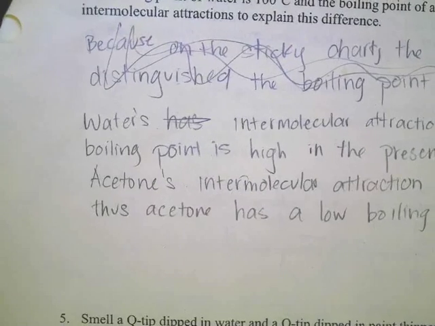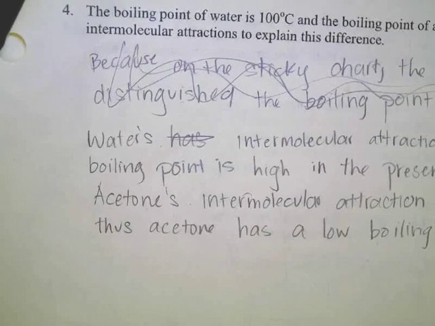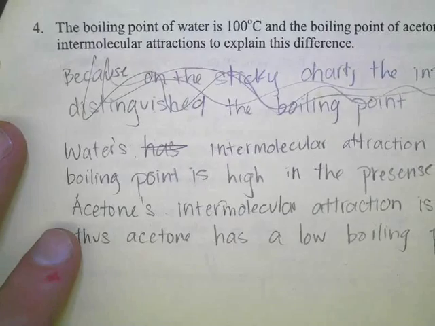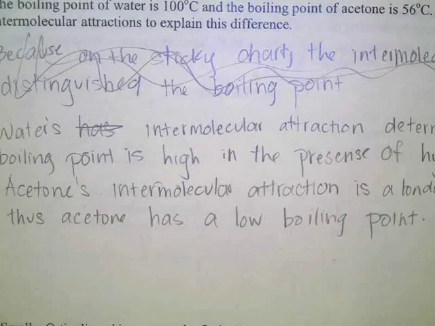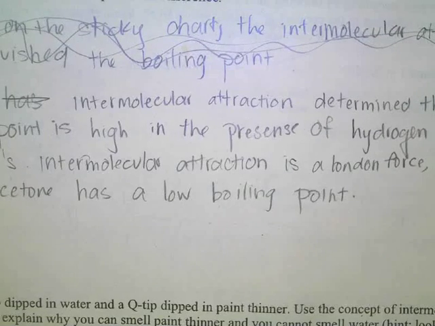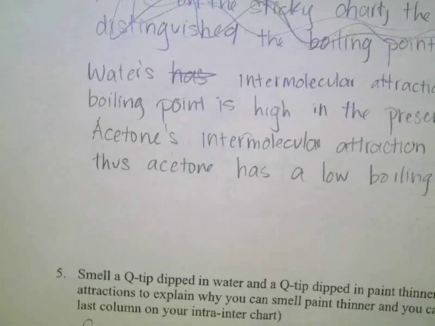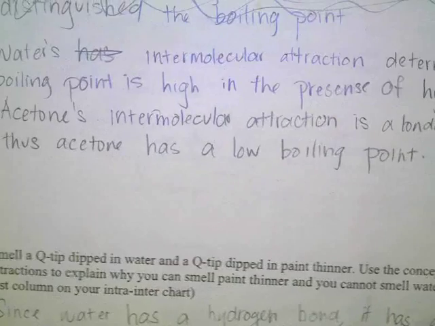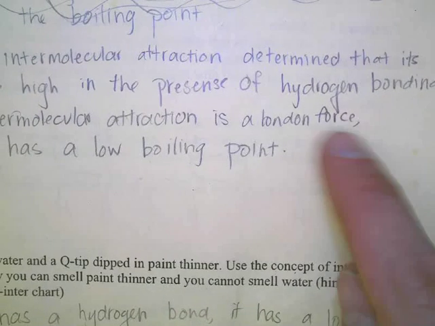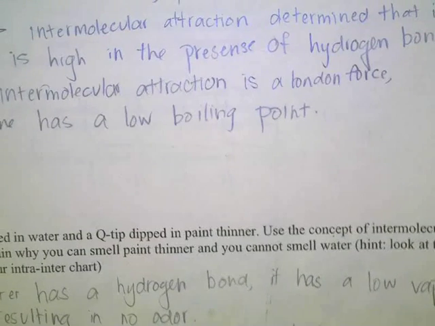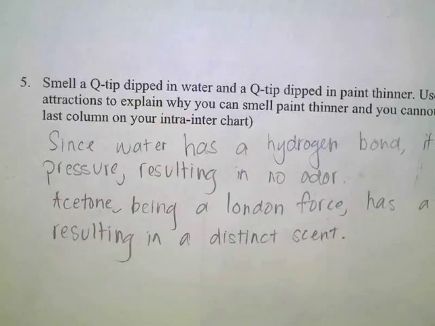With respect to their answer to why water has a higher boiling point than acetone, they do a really good job referring to the intermolecular attractions because we're talking about boiling point. And they just go on to say water's intermolecular attraction determines that its boiling point is high in the presence of hydrogen bonding. There's the intermolecular attraction that they noted. Acetone's intermolecular attraction is a London force, often called a van der Waals force as well. And thus, acetone has a low boiling point. Really good answer.